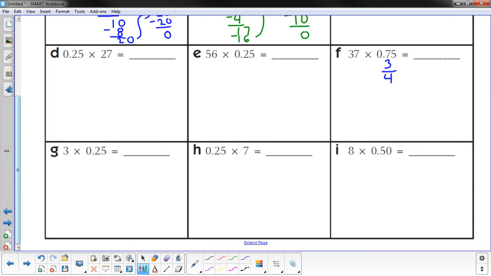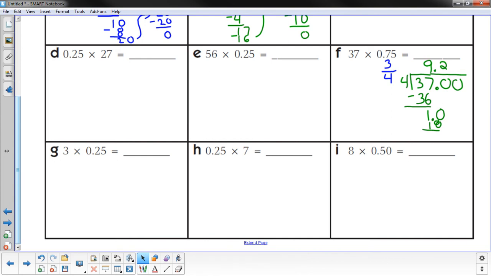Let's see. I don't have a lot of room here. So 4 goes into 37. I might need some zeros there after the decimal. Let's see, 9 times? It's 36. Bring the 1 down. Bring the 0 down. 4 goes into 10 twice. Oops, should only be an 8. My mistake.